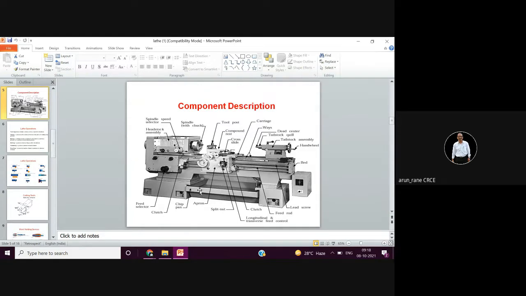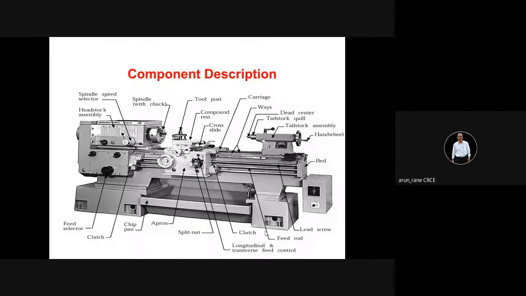Most of the components you are already familiar with. The components which you are not familiar with, I will show you. Like spindle speed selector, headstock assembly, spindle switch, tool post, the compound rest, the front side. The top portion is the saddle, this portion is the apron. Then this plus this is called the carriage.